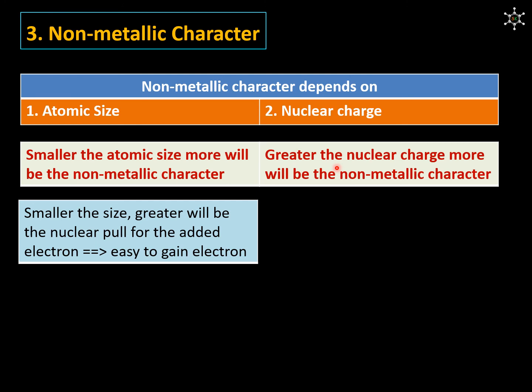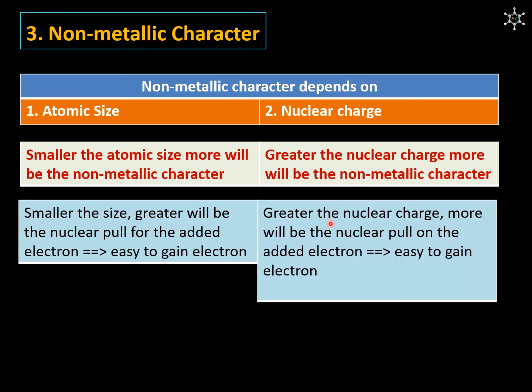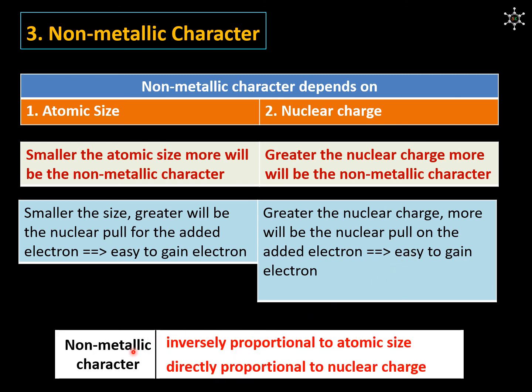Greater the nuclear charge, more will be the non-metallic character, because greater the nuclear charge, more will be the nuclear pull on the added electron. So, it is easy to gain electrons. Together, non-metallic character is inversely proportional to atomic size and directly proportional to nuclear charge.